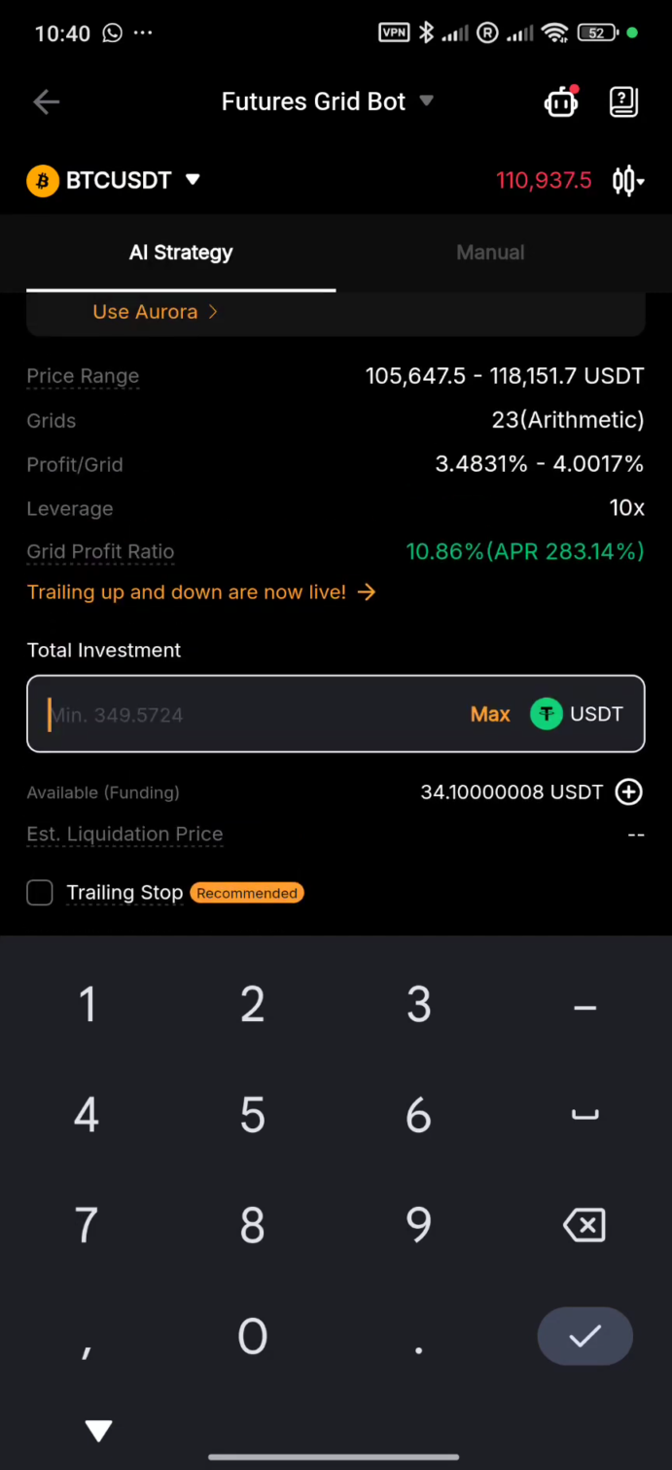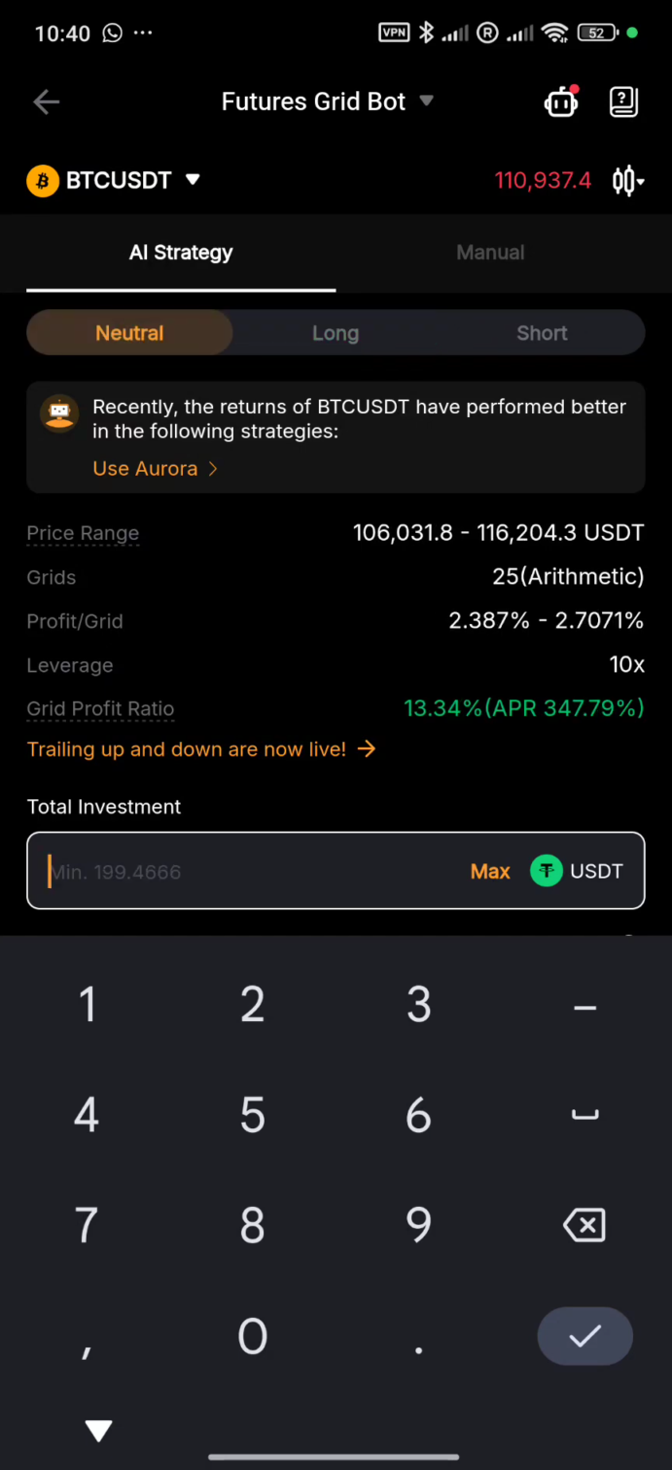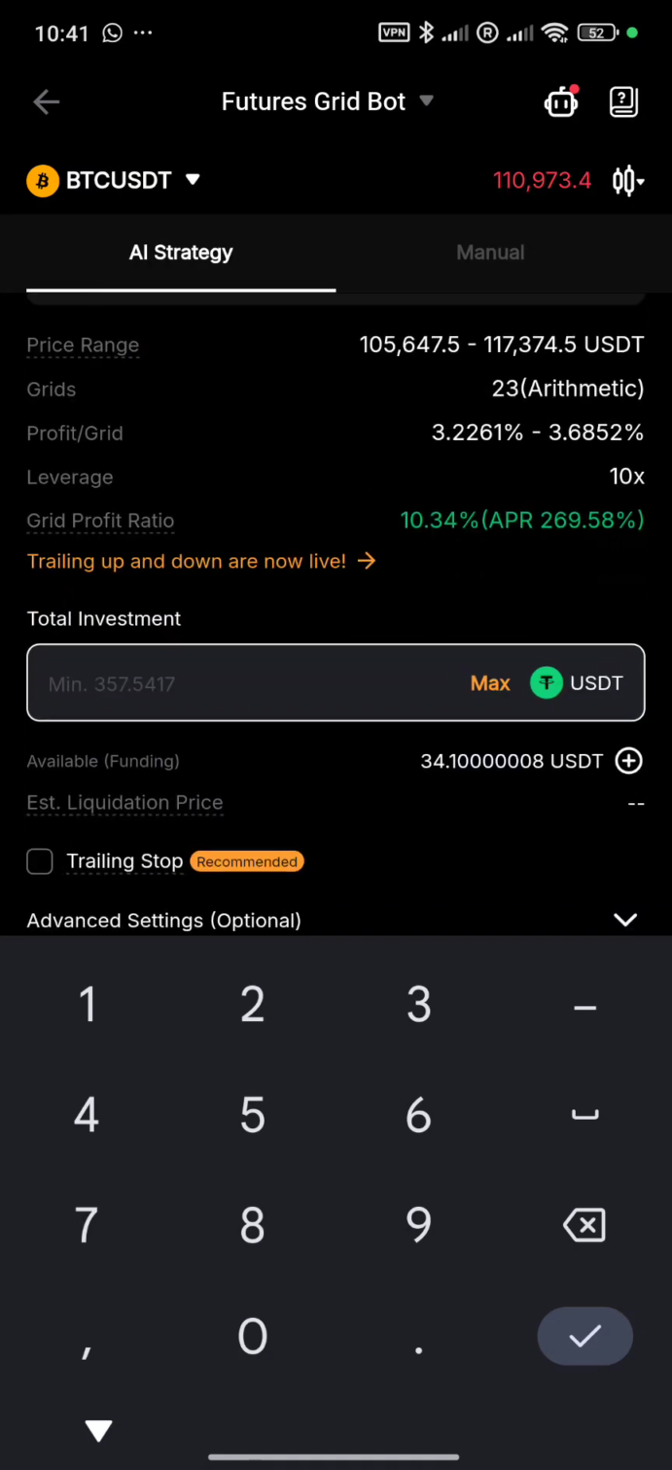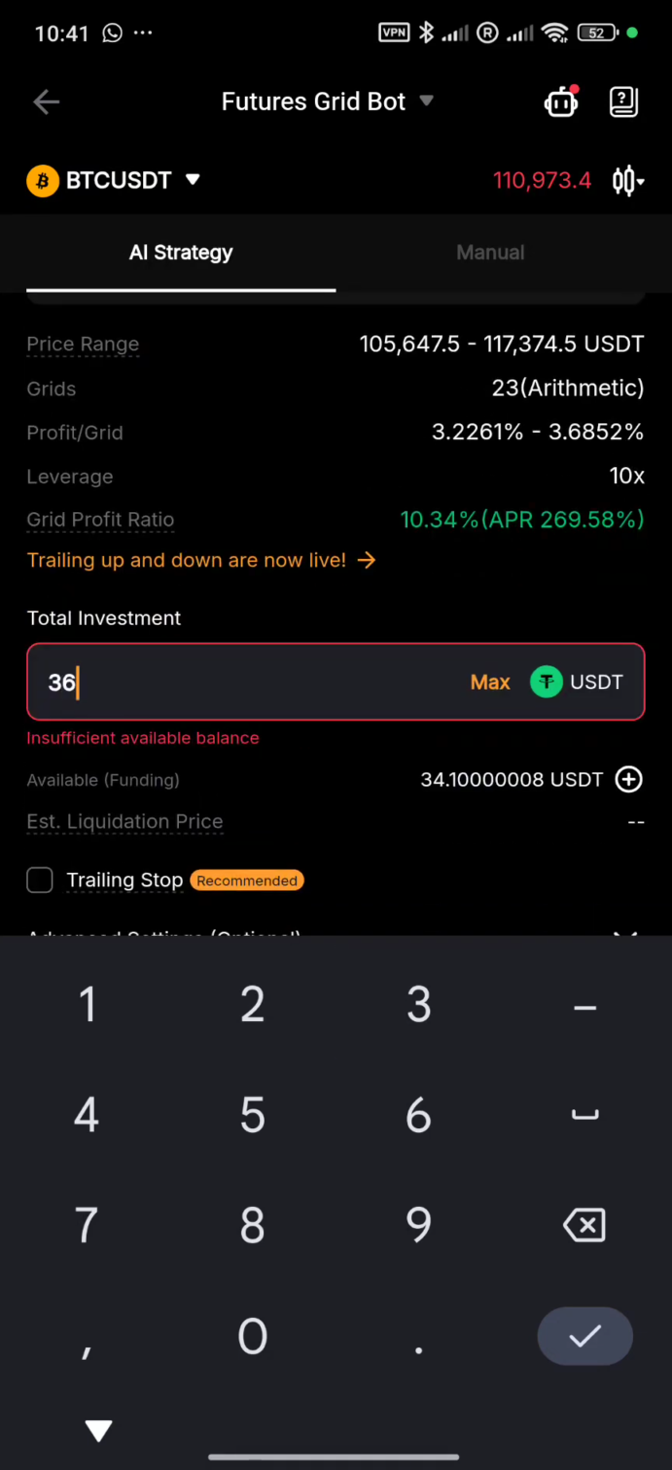Let's check for neutral. Yeah, if you are choosing neutral, the minimum investment is $200. If you are choosing long, the minimum investment is about $350. If you are choosing short, the minimum investment is about $360. The reason is that if you look at it, there is an insufficient balance message, and you can see the minimum investment under there, about 360.